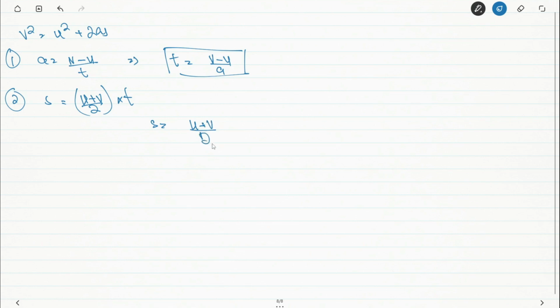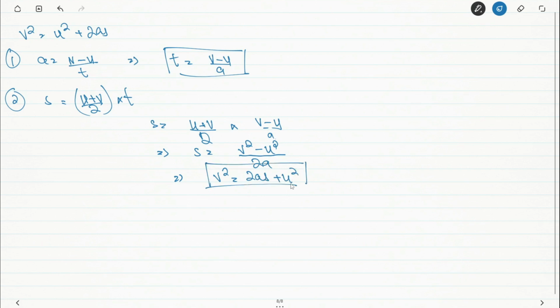u plus v over 2 multiplied by v minus u over a. So this becomes s is equal to v square minus u square divided by 2a. Sorry, this is not 2, this is a, divided by 2a. So this just becomes v square is equal to 2as plus u square.